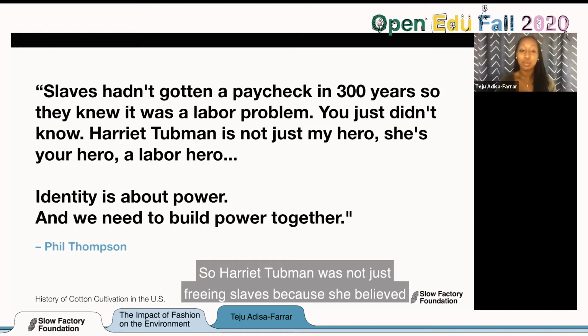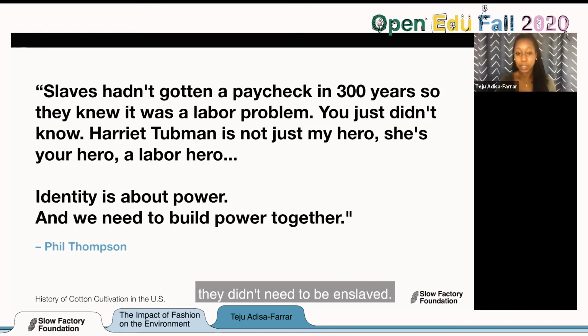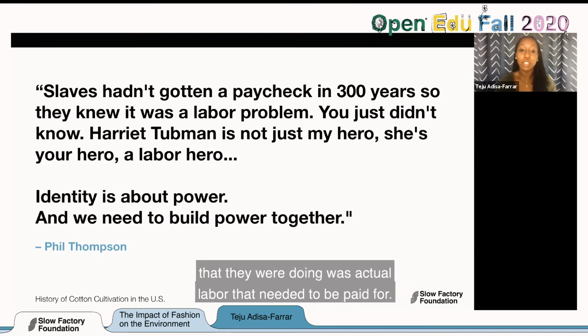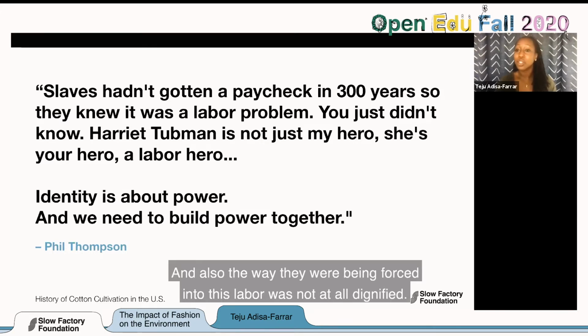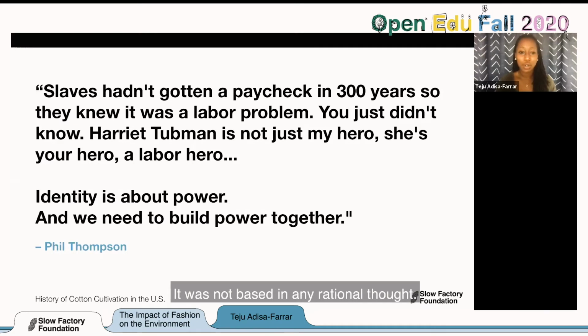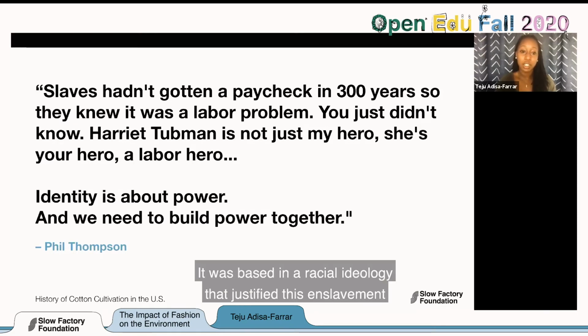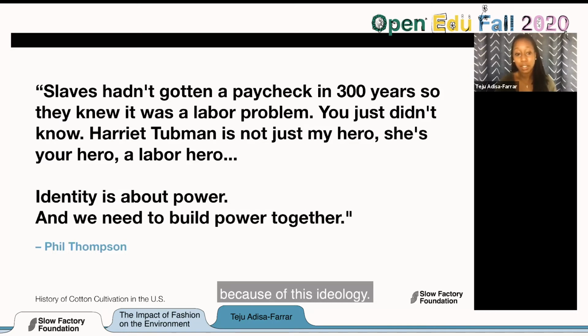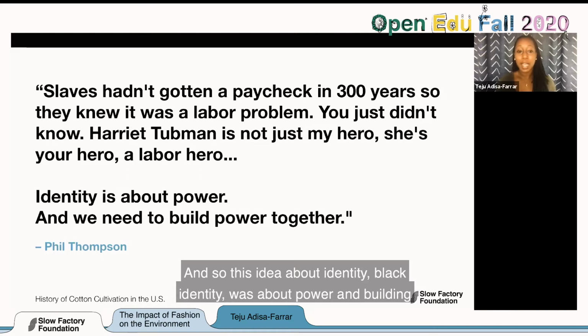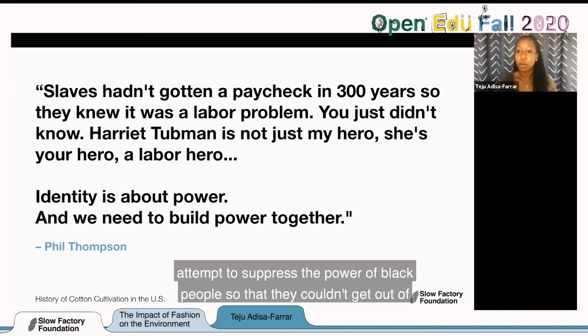So Harriet Tubman was not just freeing slaves because she believed they didn't need to be enslaved. She was freeing slaves because she understood that the work they were doing was actual labor that needed to be paid for. And also the way they were being forced into this labor was not at all dignified. It was not based in any rational thought. It was based in a racial ideology that justified this enslavement. And so this idea about Black identity was about power and building that power, and recognizing that in building the US economy, there was an attempt to suppress the power of Black people so that they couldn't get out of slavery, so that the US could continue to develop and cut costs in the process.